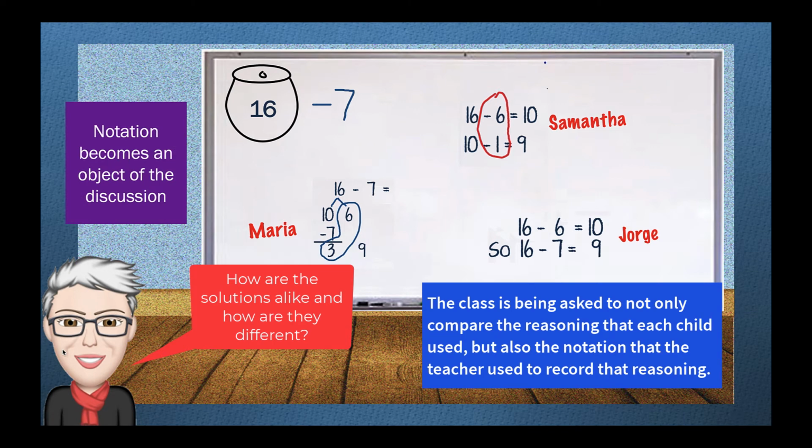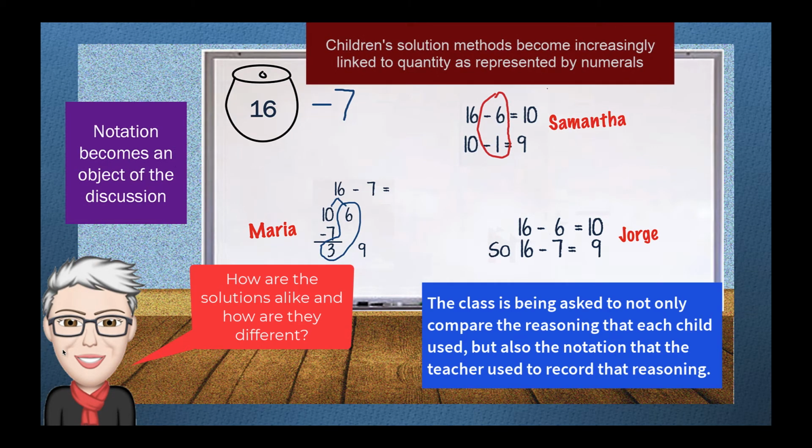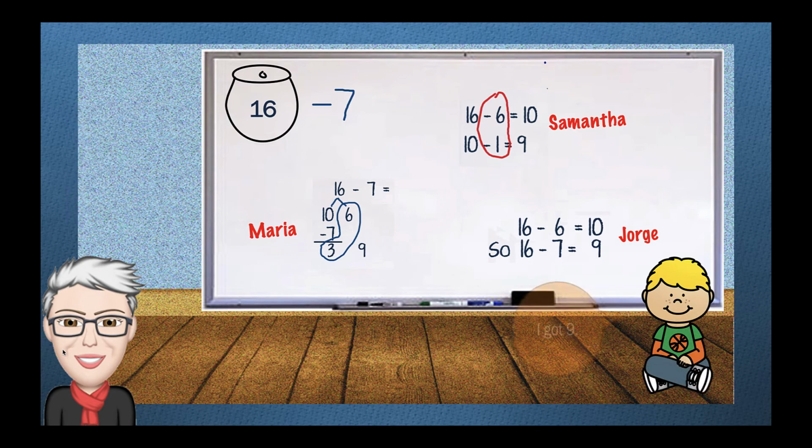And as it does, the children's solution methods become increasingly linked to quantity as represented by numerals rather than as represented by the visual images of the beads on the rack. What we are trying to say is that this culminating discussion is more than just a summing up of the task. It has the potential to contribute to children's continuing advancement to reasoning entirely quantitatively without the support of the rack. We can also imagine a situation where some child, Max, replied, "I got 9," and said no more.